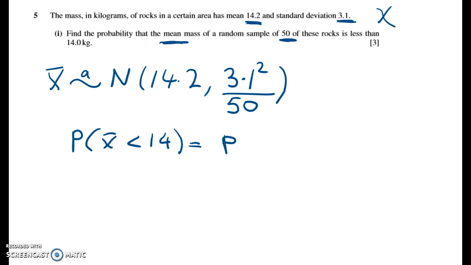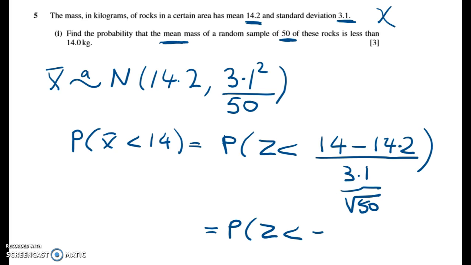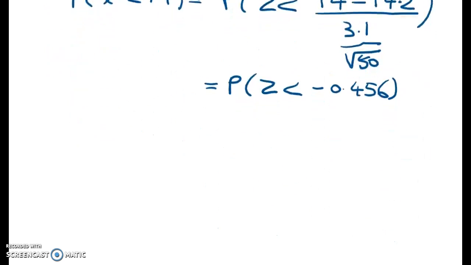So we're going to standardize, and we get z is less than 14 minus the population mean divided by 3.1 over the square root of 50. Okay, so that gives me the probability that z, this works out to be negative 0.456. Now, I know most of you are not sketching these as you do them in a hurry. I still really would like you to, but never mind.